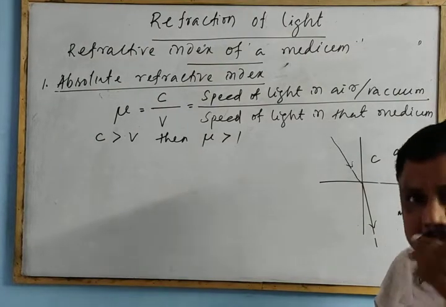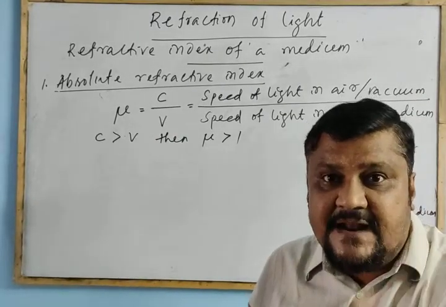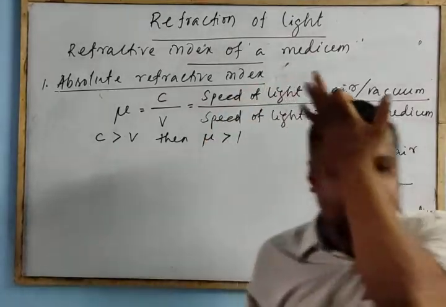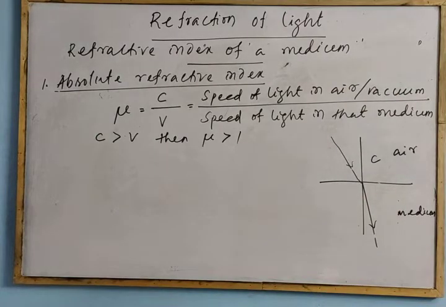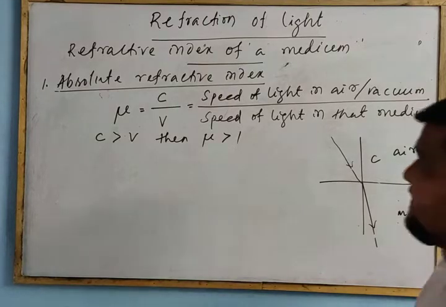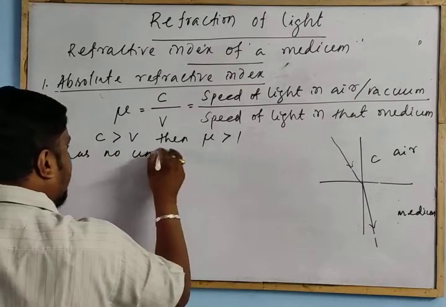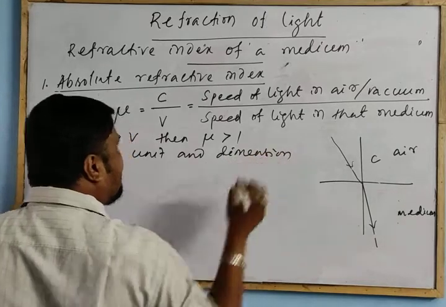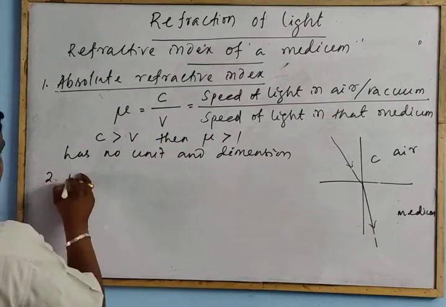Because practically we don't know any other medium where the speed of light is more than in air medium. So C is greater than V, then mu is obviously greater than 1. Clear? Now remember one thing: the absolute refractive index has no unit and dimension, because it is speed by speed, that cancels. Then next one, the relative refractive index.